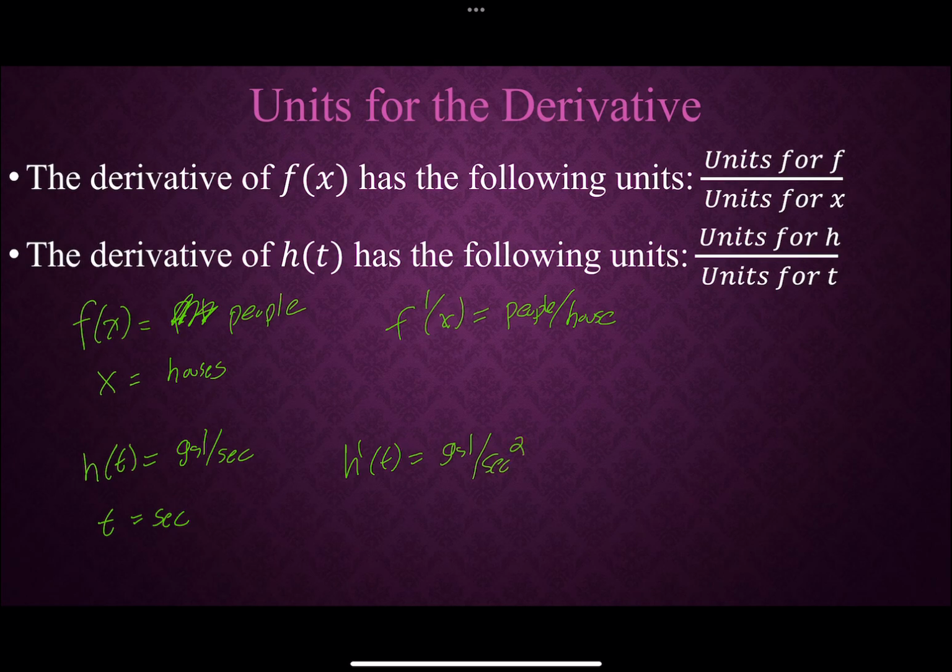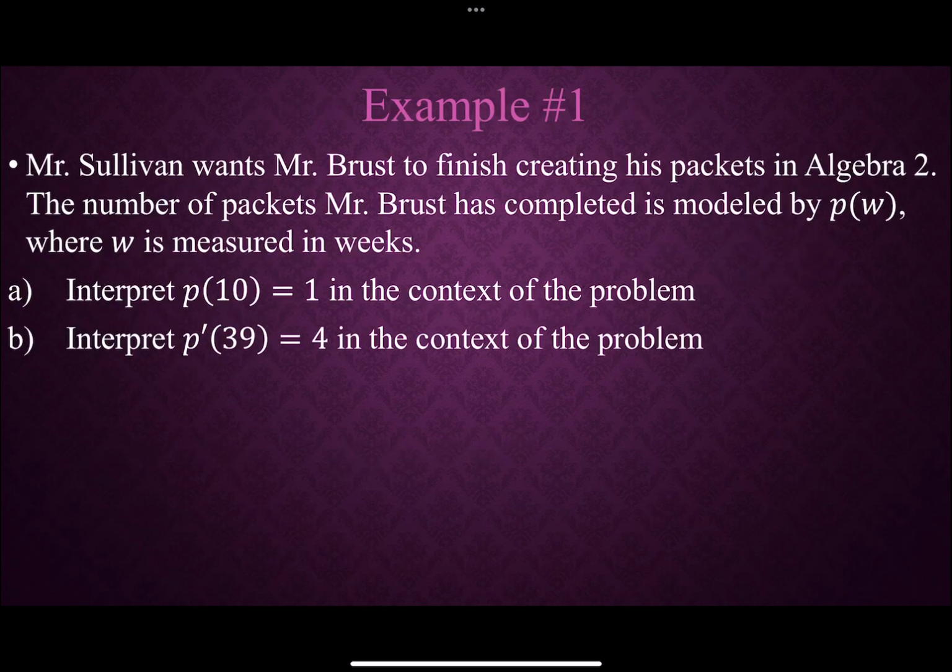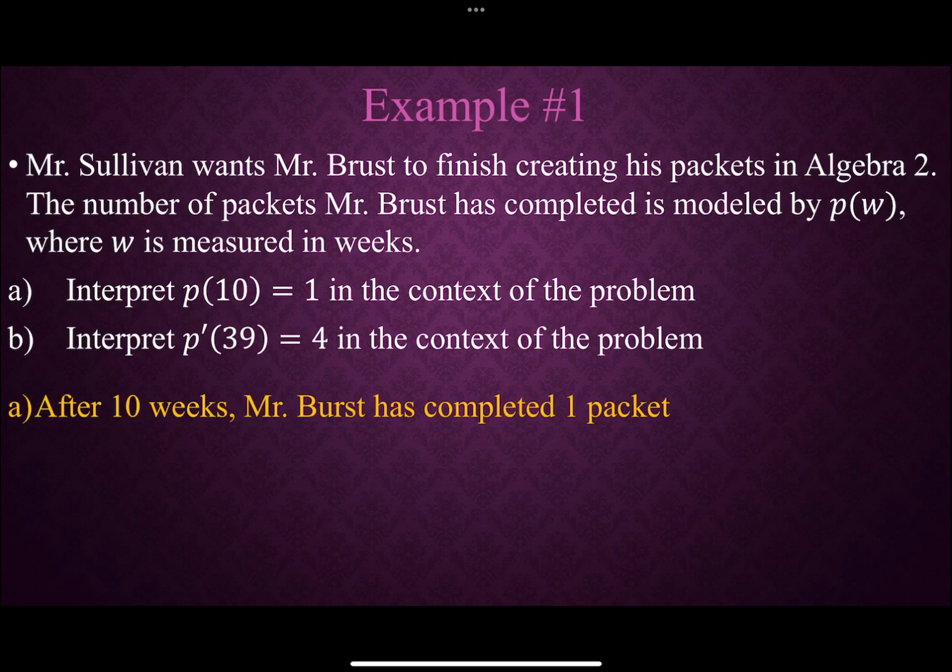So you have to pay attention to the original units they defined for you for each of these problems if they give you units. So first example, we're just going to be interpreting what these values would mean based off the context they give us. Mr. Sullivan wants Mr. Brust to finish creating his packets in Algebra 2. The number of packets Mr. Brust has completed is modeled by P of W, where W is measured in weeks. So we want to know what P of 10 equals 1 and also P prime of 39 is 4. So P of 10 equals 1, so we're talking about 10 weeks.